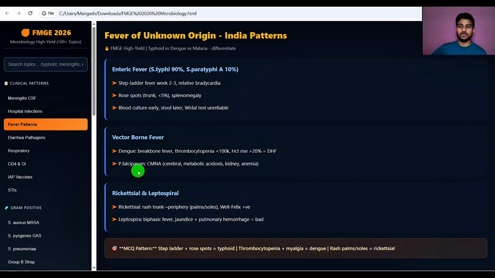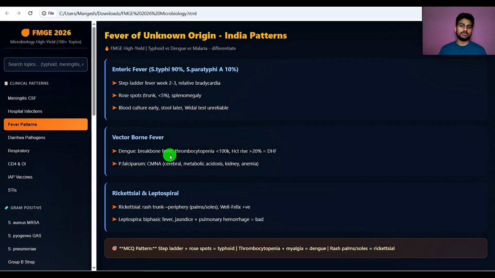The next is about vector-borne fevers. The very common one is dengue. As we all know, it is very common in our country, and common things are asked commonly, rare things are asked rarely. This is something I heard from my faculty when I was studying myself. So you have to remember this. Dengue is a common topic, so you have to remember all the facts related to dengue, because it will be asked commonly.